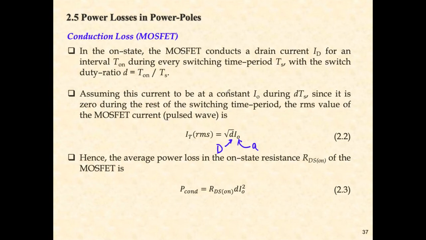With this equation we can calculate the current, and then we can use a very basic equation: power is equal to I square R. We have the square root of D times I naught, so taking the square, we have this, and then times the on-state resistance. So that's how we can calculate the conduction loss of the MOSFET.